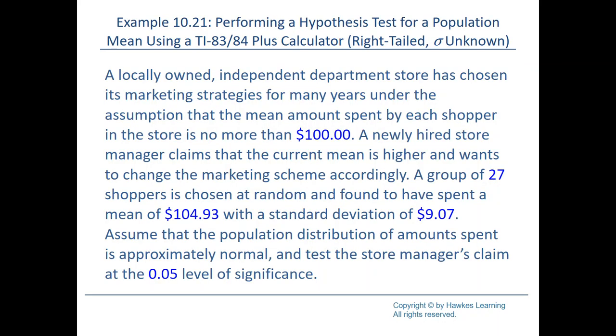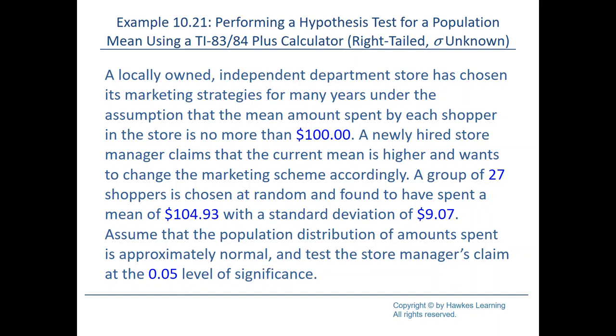Okay, so let's start this off. A locally owned independent department store has chosen its marketing strategies for many years under the assumption that the mean amount shoppers spend is no more than $100. Now, a newly hired store manager claims that the current mean is higher and wants to change the marketing scheme accordingly. A group of 27 shoppers is chosen at random. Those shoppers have been found to spend a mean of $104.93 with a standard deviation of $9.07.